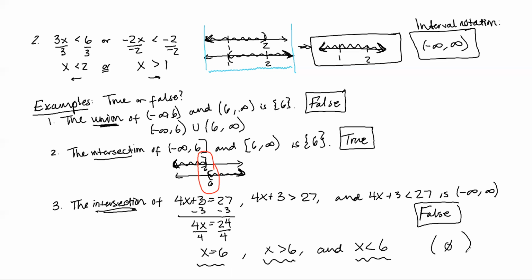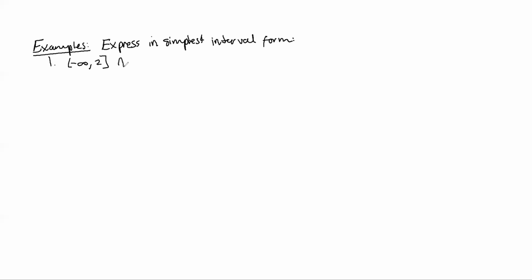Okay, and then one last little set of examples here. It's a long section, but these ones are fast and kind of similar to what we were just doing. So for these ones, we're told to express in simplest interval form. Now, this is stuff we've already seen. I just want to show you guys so you know what they're asking for. So this first one, we're given the intervals negative infinity to 2, bracket, intersect, negative 4 with a bracket to infinity.